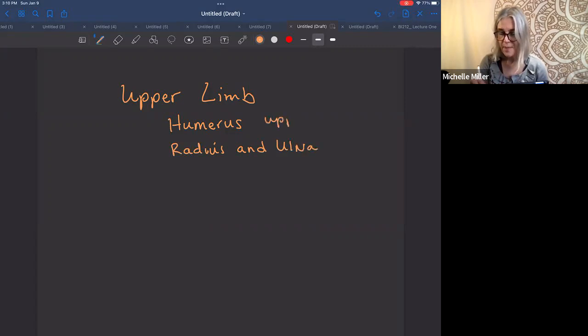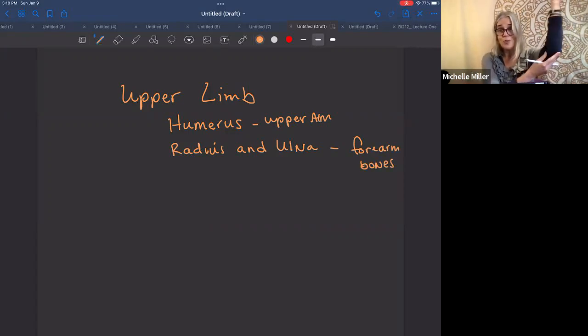So this is the upper arm. This would be the forearm. The connection between the humerus and the radius and the ulna is your elbow, so we have an elbow joint there. The radius and the ulna are interesting because they allow for rotation of the forearm, because they have joints between them that allow us to move our palm up or our palm down.